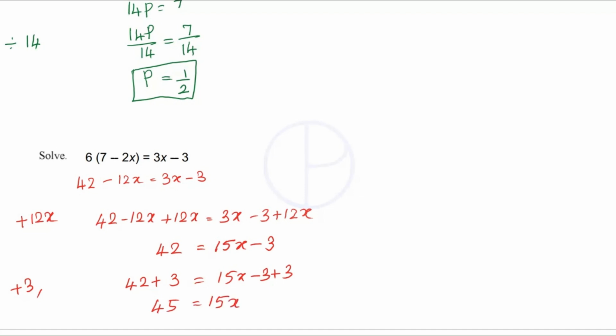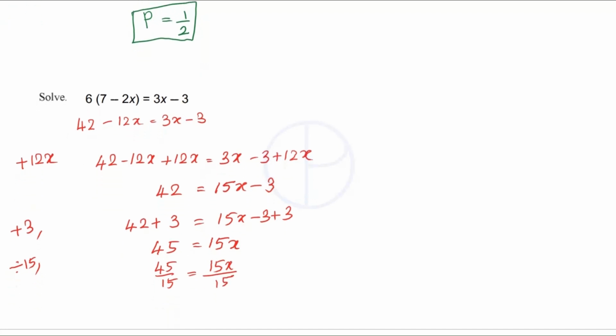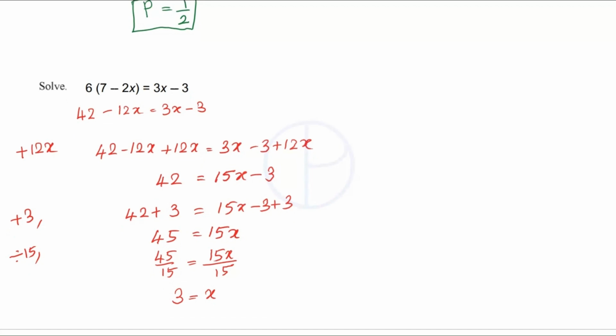Now to make x as the subject, divide both the side by 15. So 45 divided by 15 is equal to 15x divided by 15. So 45 over 15 gives 3. 3 is equal to x. We can rewrite this as x equal to 3.